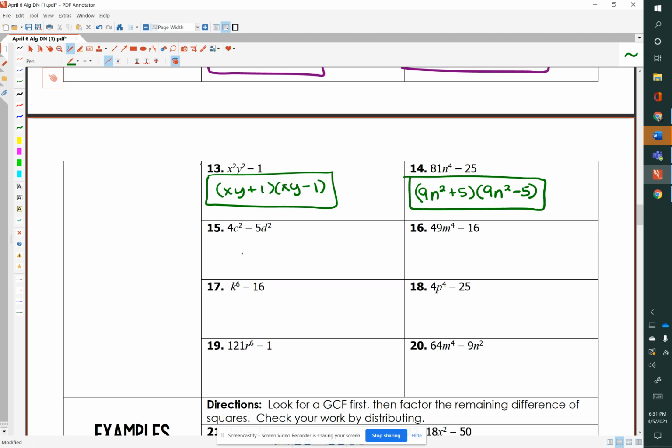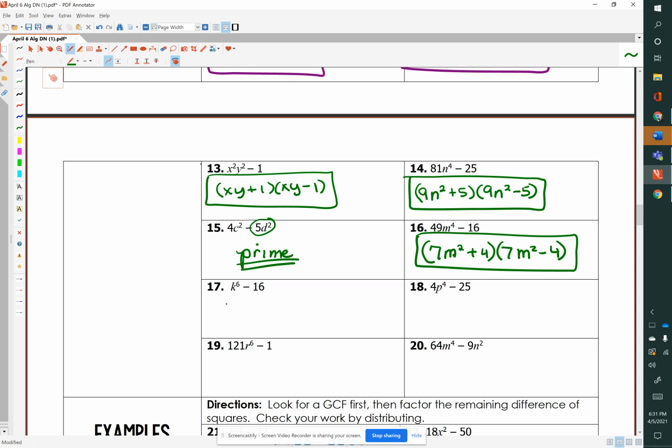Now number 15, 4c squared, we could have a plus or minus and start with 2c. However, we've got a problem with this 5d squared. 5 is not a perfect square. So this expression is prime. Number 16, we have 49m to the fourth minus 16, so it is a difference of squares. That would be 7m to the second power plus 4, 7m to the second power minus 4.